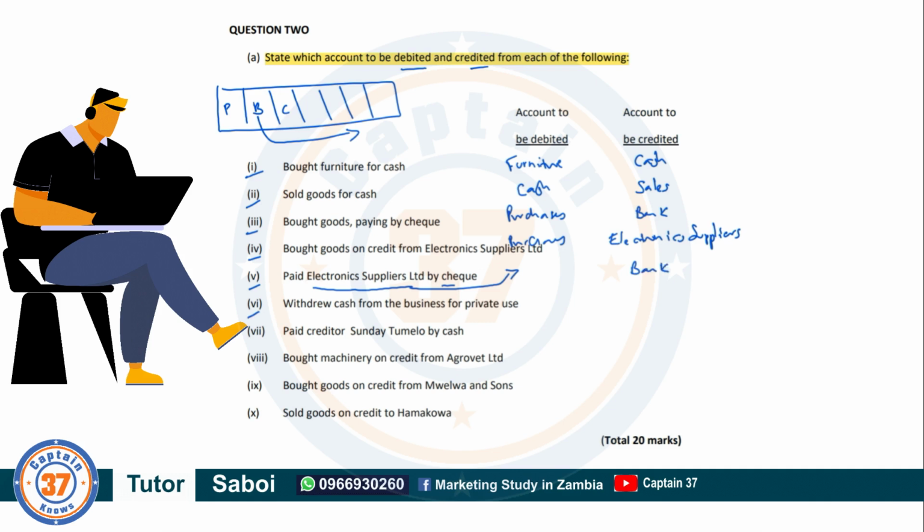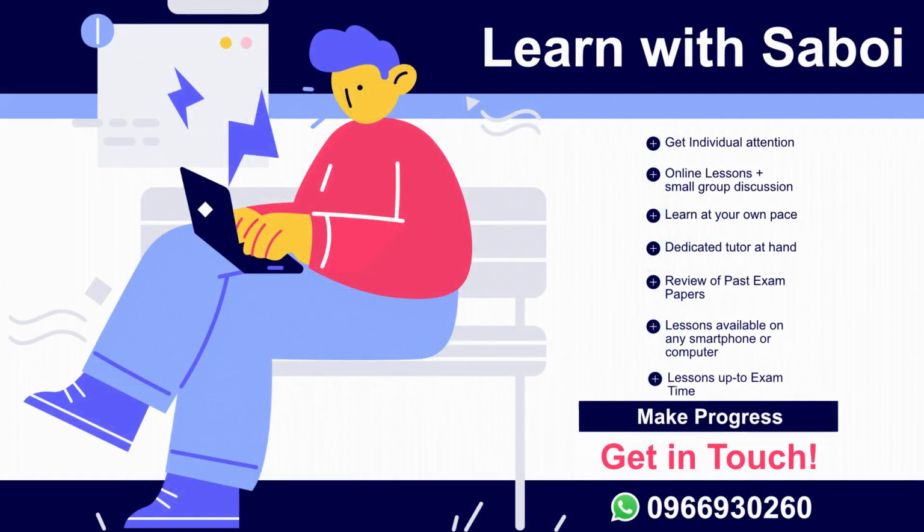Number 6, withdrew cash from the business for private use. Withdrew cash from the business for private use. So this is a drawing, and on this side it is cash. Number 7, paid creditor Sunday Tumelo by cash. Sunday Tumelo is the one who receives cash, so we're going to debit Sunday Tumelo. Okay, just write Sunday Tumelo here, and then which account is going to be credited? The account that's going to be credited is a cash account, because it is giving out.